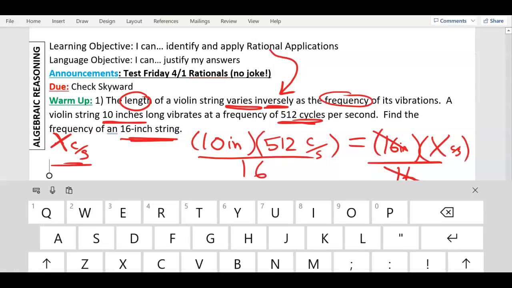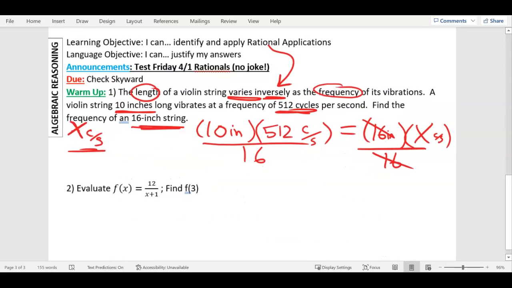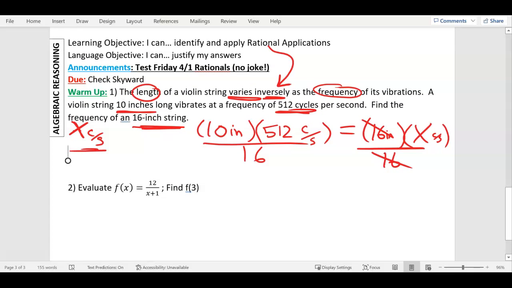Okay, so that is literally number 1 on yesterday's assignment, kind of a gimme. X equals 320 cycles per second. Do you see how that works? Two things multiply, one's an X, divide, get your answer. Can you do that on 2, 3, and 4 of your assignment? So again, here's the assignment. I gave you 1, there it is. 2, 3, and 4 you do.